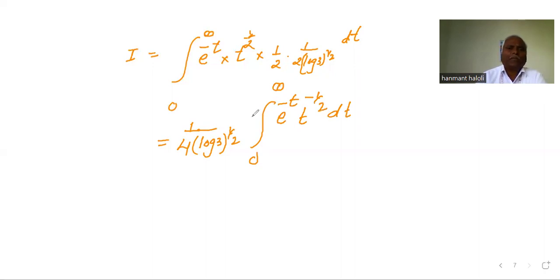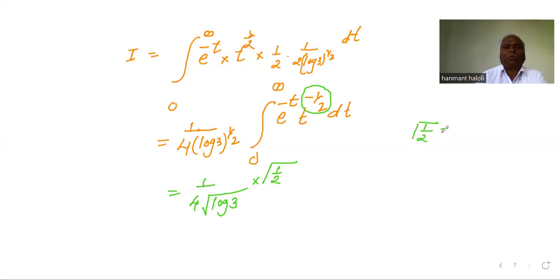And this is again the standard form of the gamma function. This equals 1 by 4 root of log 3 into the gamma function. If you add 1 to the power, minus 1 by 2 plus 1, you get plus 1 by 2, so gamma of 1 by 2. Gamma of 1 by 2 is root pi by 2.